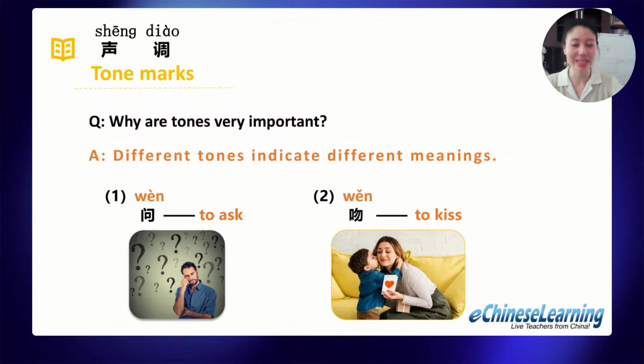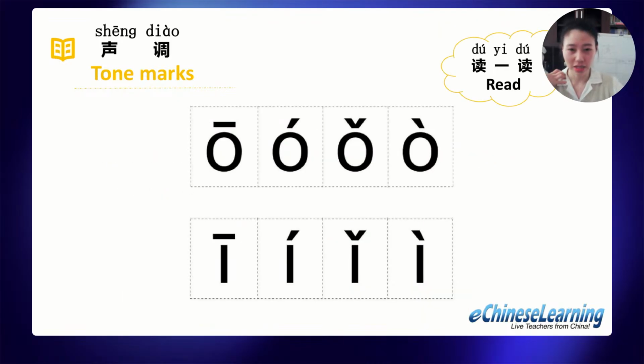So the only difference between these verbs is that one is 问, the fourth tone, and the other is 吻, the third tone, right? I think when you say I kiss you to a stranger, that would be a little bit weird, right? So this tells us why these tones are very important. Just try to memorize it. Okay, so let's move on to the practice.